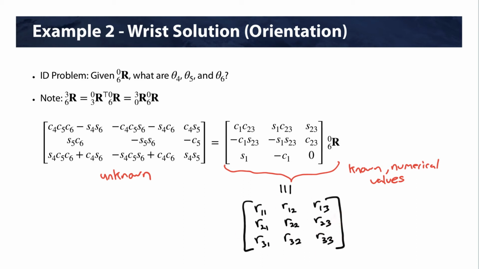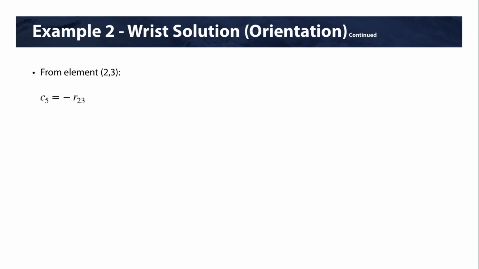So we know the right-hand side, and now we're going to use these equations to solve for theta 4, theta 5, and theta 6. All right, and now we have 9 equations, but remember, only 3 are linearly independent, but we have a bit more flexibility in terms of how we're going to solve for 4, 5, and 6. All right, so let's start with element 2, 3, all right, which is C5 is equal to minus R23.